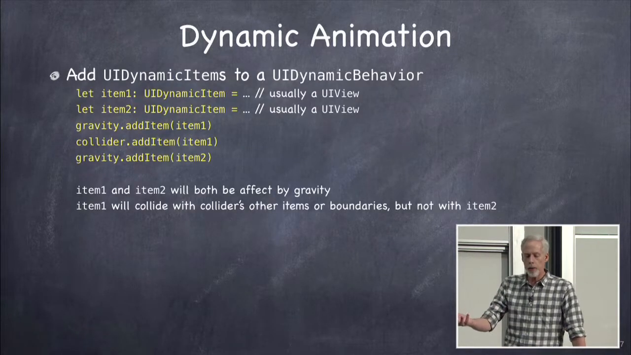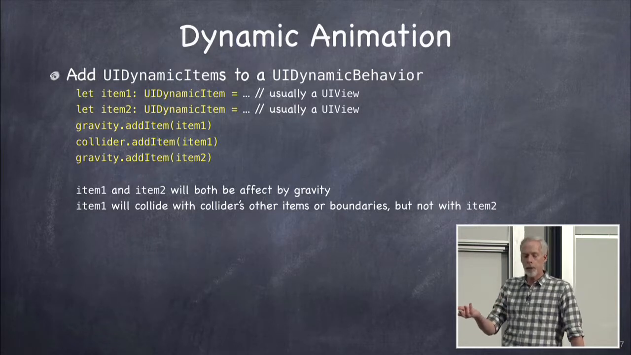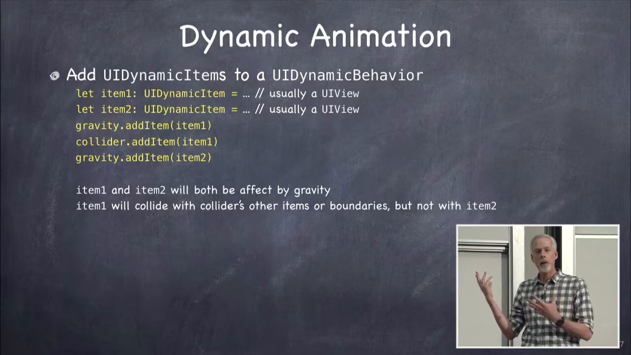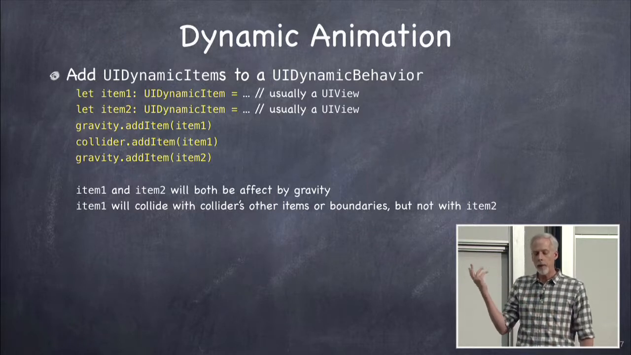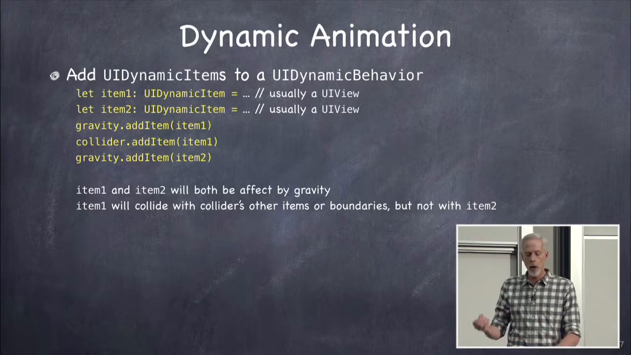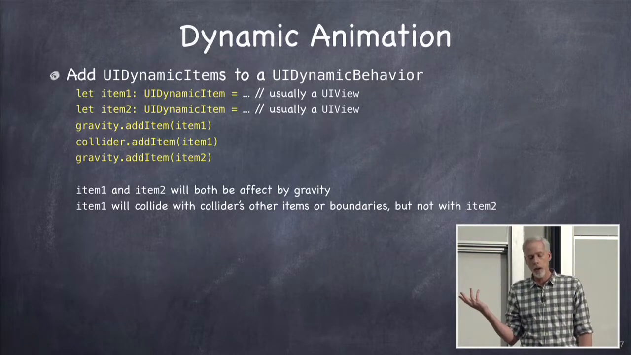And then the UI dynamic items. One thing to note about the UI dynamic items is that if you add, let's say you have item 1 and item 2, like in this example right here. I've added item 1 and 2 to the gravity, so they're both affected by the gravity behavior, but I only added item 1 to the collider.